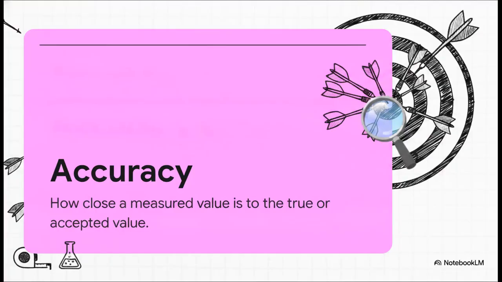Okay, so now that we know our test is fair, how do we know our measurements are actually good? Well, that brings us to our next big term, accuracy. Accuracy describes how close a measured value is to the true or accepted value. Think of it like aiming for the bullseye on a dartboard. An accurate measurement means you hit that bullseye right in the center. Your measurement is extremely close to the value that is considered absolutely correct.